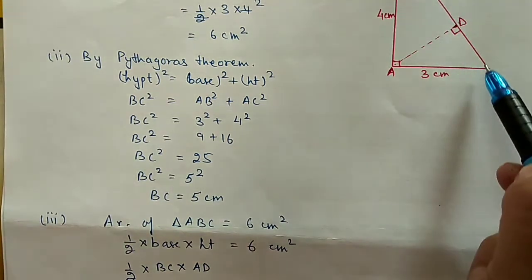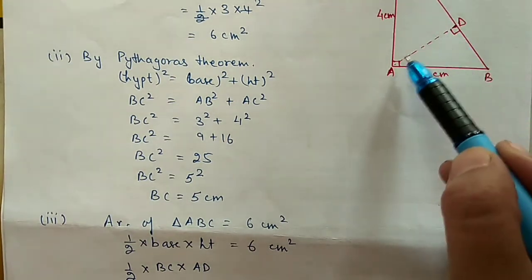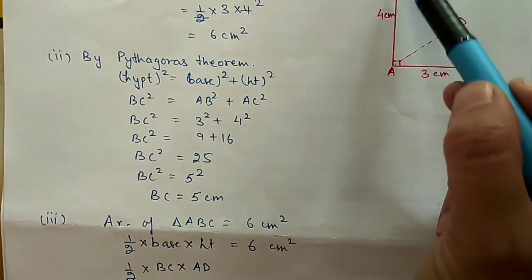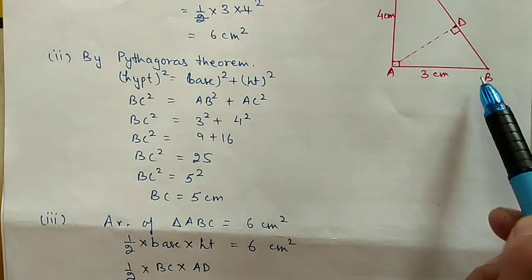According to this side, this is the base, in that case the height is this one. If you take the base this one, then the height is this one, and if 4 is the base, then the height will be 3.